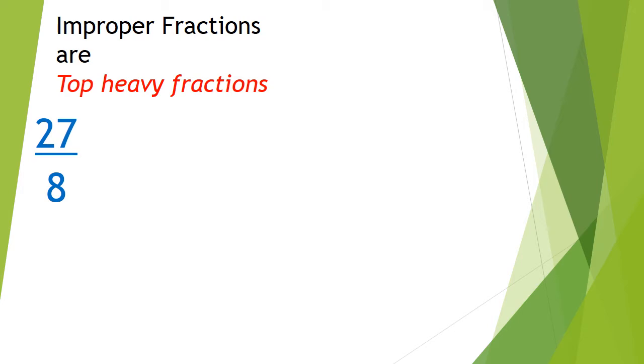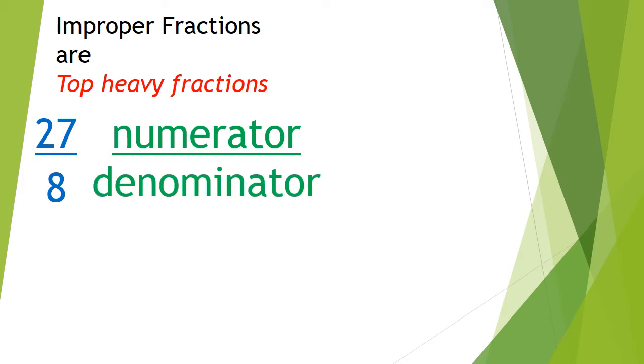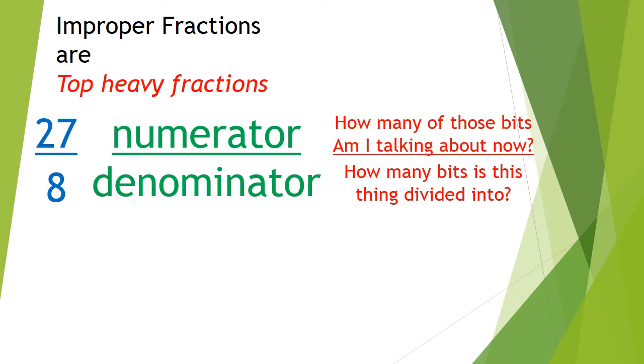A top-heavy or improper fraction is one where the numerator is larger than the denominator. Now we're used to seeing numerators that are smaller than denominators, let's say 1/4. And remember, the denominator is how many bits this thing is divided into. Simple as that. And the numerator is how many of those bits I'm talking about right now. So this thing is divided into 8 bits.